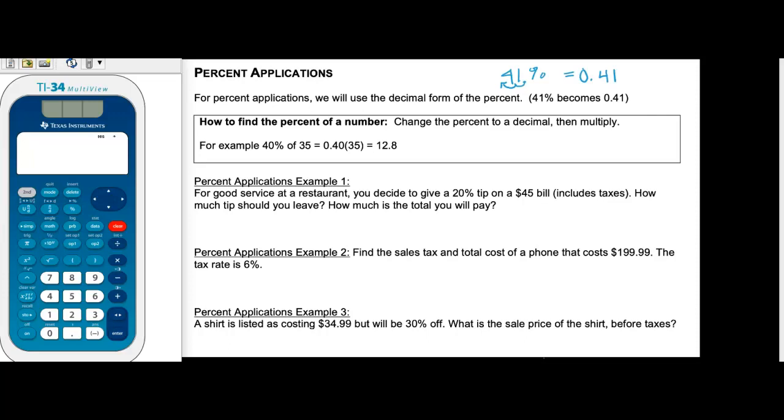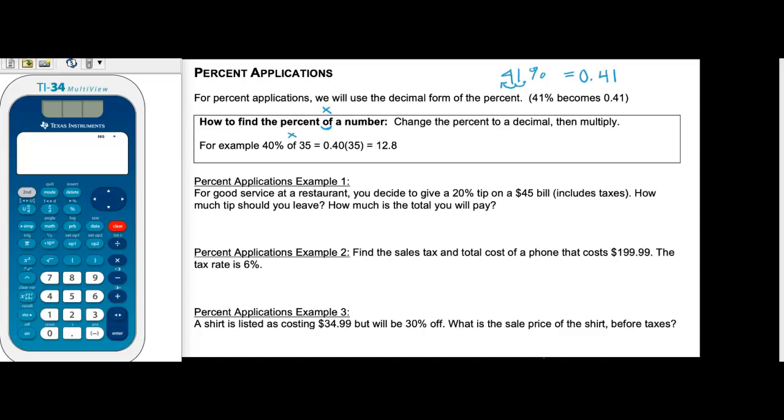Okay, so how do we find a percent of a number? The first thing to think about is that "of" in math usually means times. If you can remember that, it'll be really helpful. In this example, we're trying to find 40% of 35. You see the word "of," that means multiply. And the 40%, we always want our percentage written as a decimal. So we convert 40% to a decimal, which is 0.40.